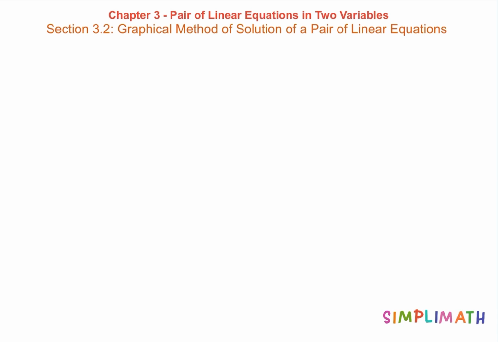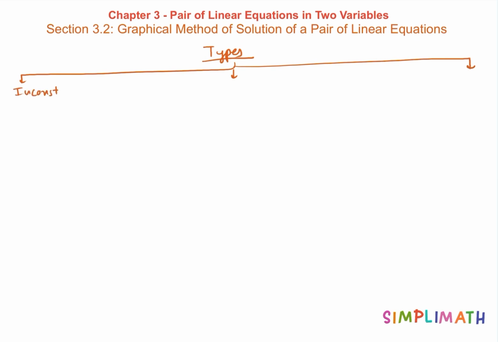In this video, we will study how to solve a pair of linear equations using the graphical method. But for that, first we will understand what the different types of pair of linear equations are. There are different types. The first one is inconsistent. Second is consistent. And the third is dependent. Right? So there are three types of pair of linear equations.